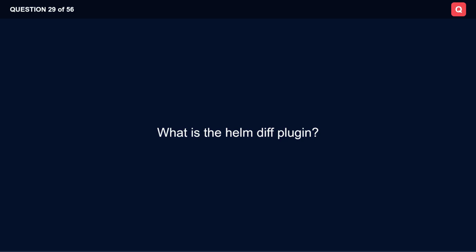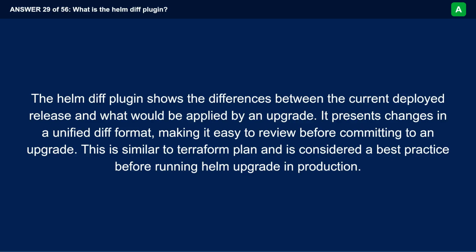What is the Helm diff plugin? The Helm diff plugin shows the differences between the current deployed release and what would be applied by an upgrade. It presents changes in a unified diff format, making it easy to review before committing to an upgrade. This is similar to Terraform Plan and is considered a best practice before running Helm upgrade in production.